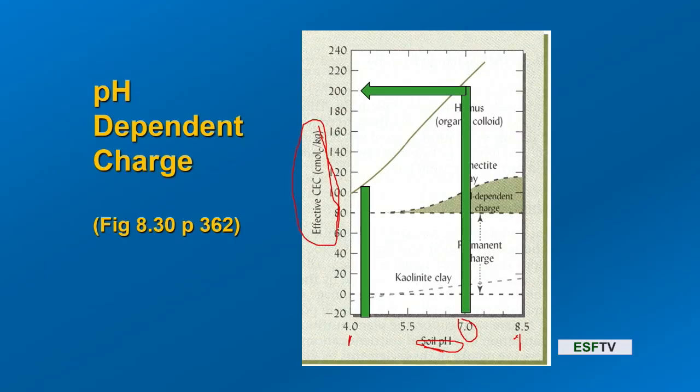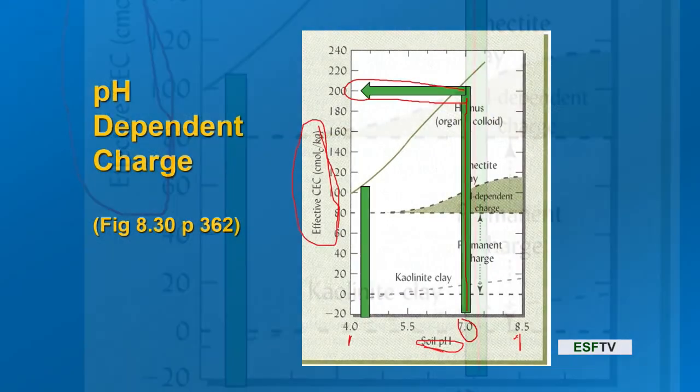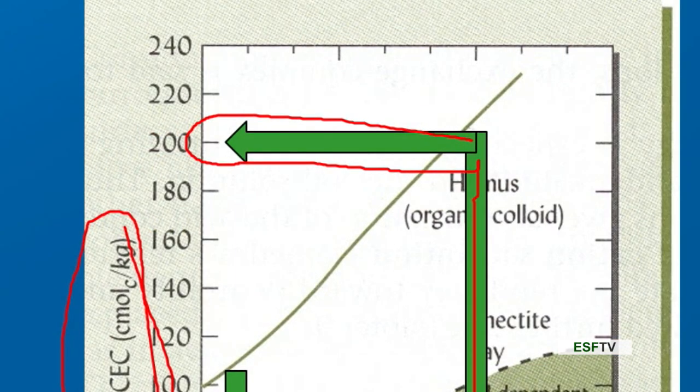At pH 7, I go up, I look at pH 7, and I get an answer of 200 centimoles of charge per kilogram. This is the CEC of humus, the average CEC of humus. So that's at pH 7. Now, if I do this and I don't control the pH, I just do this at the pH of that particular soil, and that particular soil happens to be around 4.1, and I measure this CEC. It's a lot less, right? It's about 100 and some centimoles of charge per kilogram.